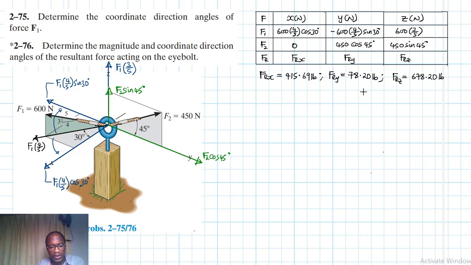450 cos 45, 78.19, and then 600 by 3 divided by 5 plus 450 sine 45, 678.20. All right, so let's get to the first case. Let's call this case 1.